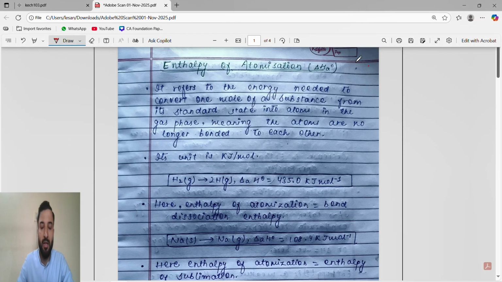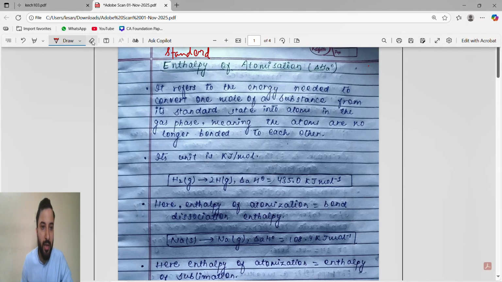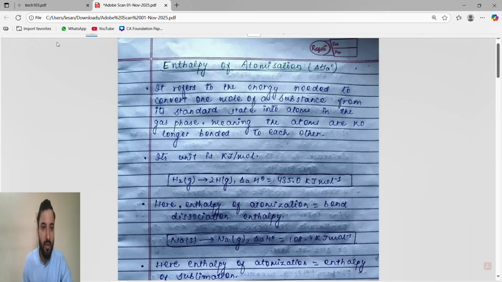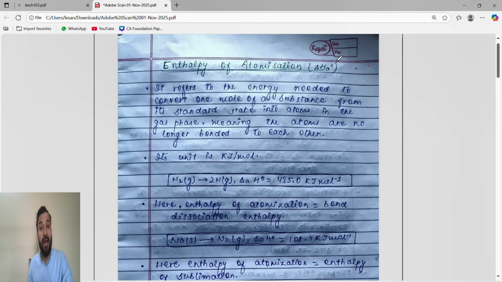Okay, so let's start with enthalpy of atomization. The enthalpy of atomization, or we can say standard enthalpy of atomization, all are the same. See, I will tell you what standard enthalpy of atomization means. You can see the note. This note indicates that it is standard. So I will write here: standard enthalpy of atomization.